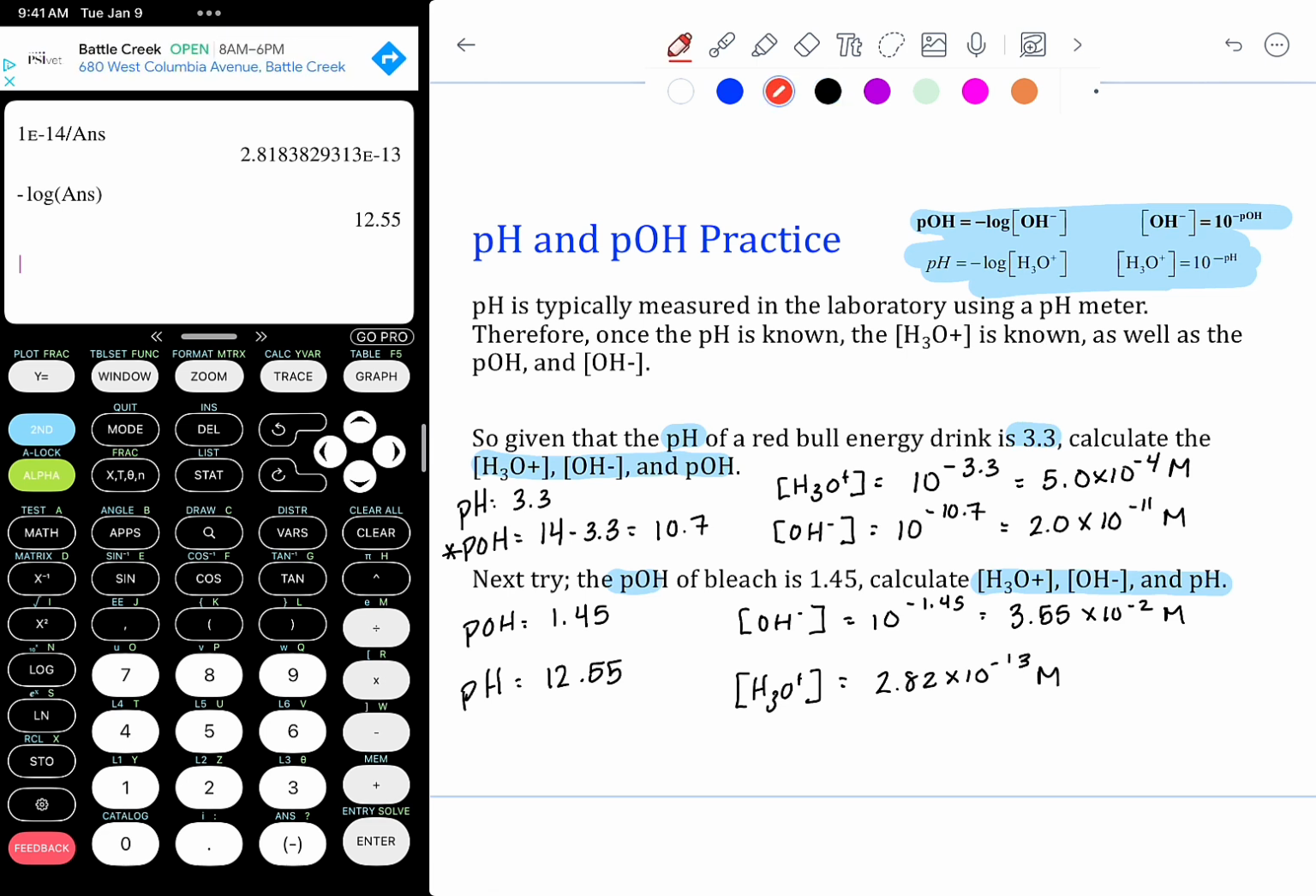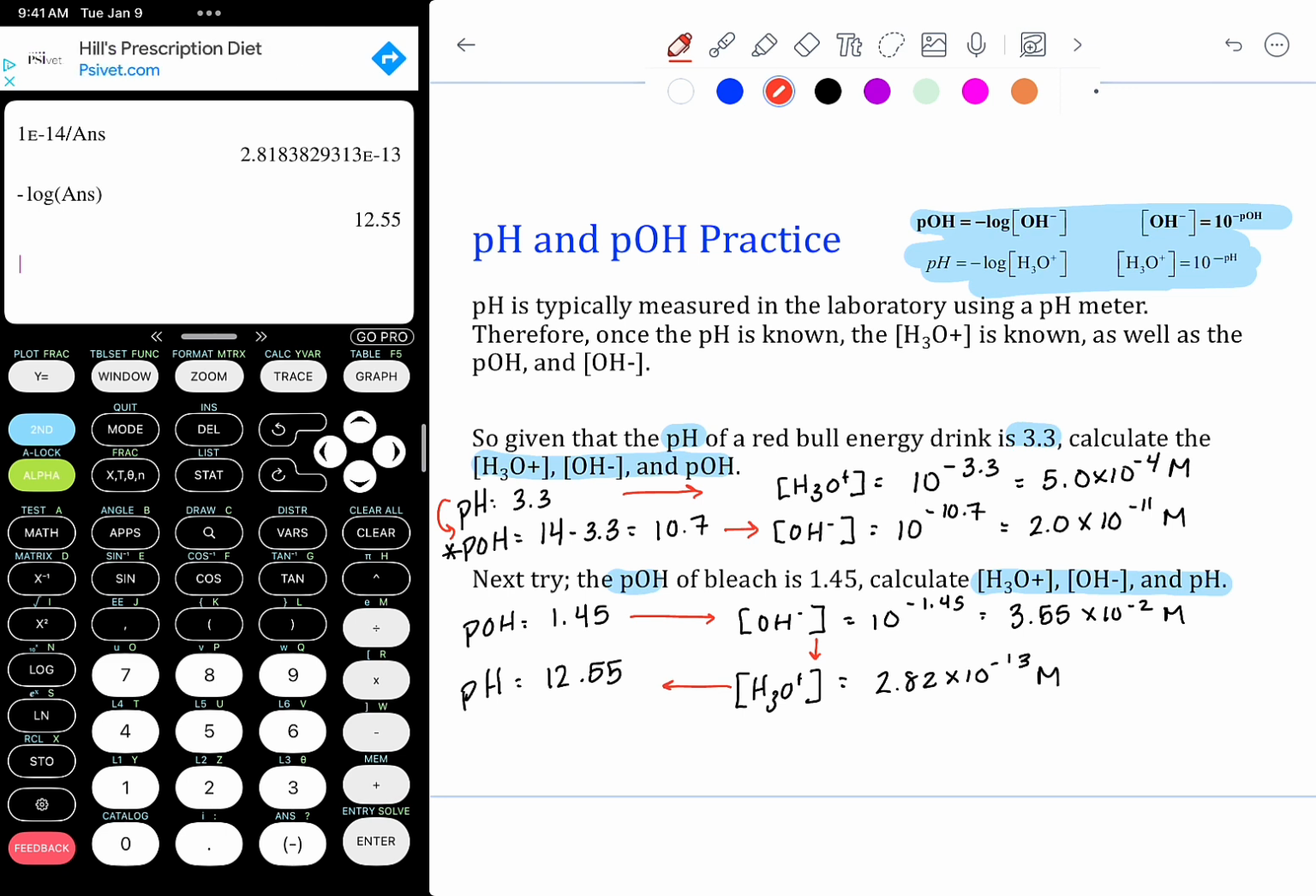In our first example, I did pH to pOH, and then pH to H3O+ and pOH to OH-. In the second one, I did pH to OH- concentration, then OH- concentration to H3O+ concentration, and then H3O+ concentration to pH. You could do it that way as well, but you're going to get the same numbers either way that you do it.